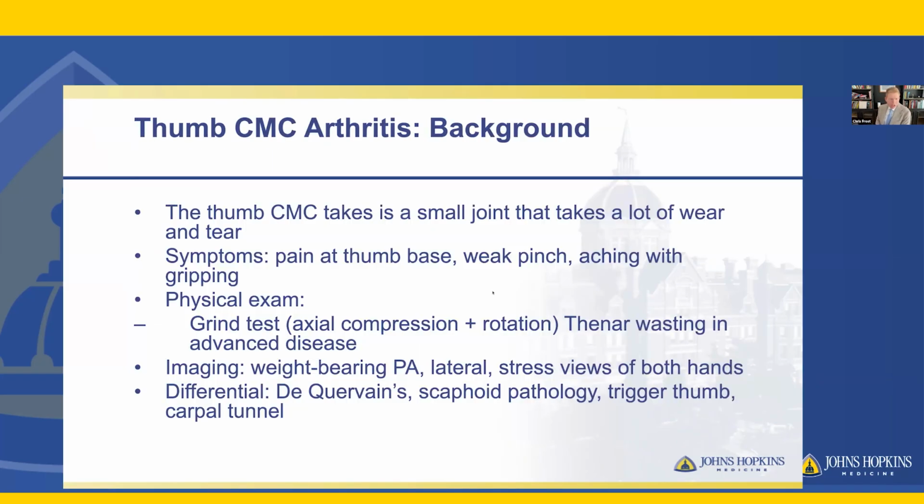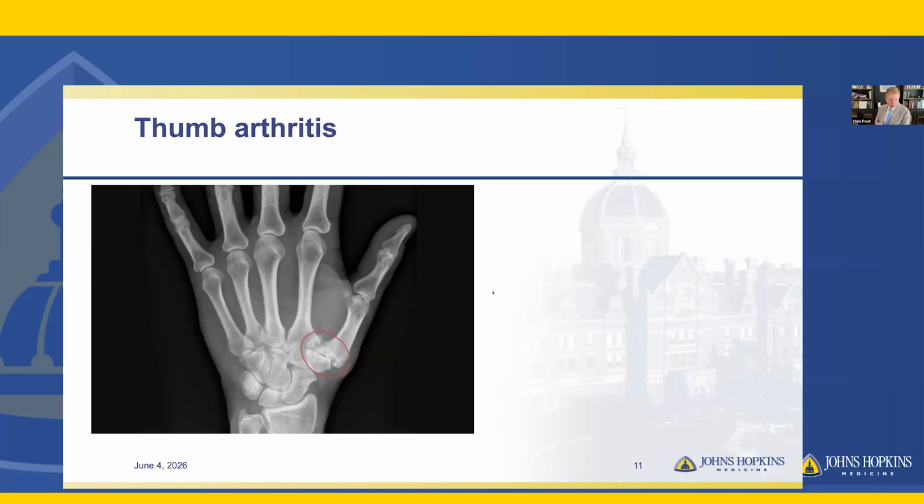And so again, just to talk a little bit about thumb arthritis to start with, because it's so common, it takes a lot of wear and tear over our lives. We're going to ask about things that make this pain worse. A lot of times pinching and certain activities with grip strength. And then on physical exam, we'll do something called a grind test, where we put some pressure on that joint to see if that increases the pain. And then we talked about x-rays.